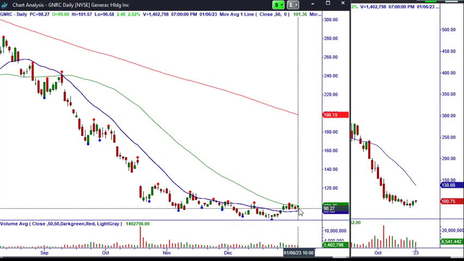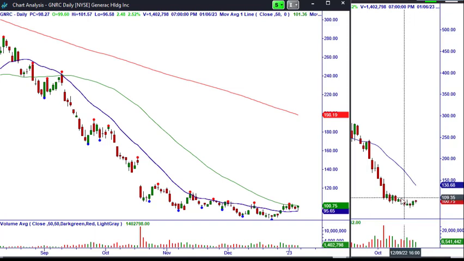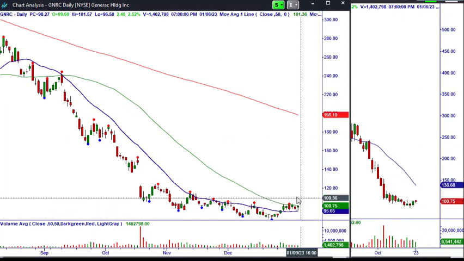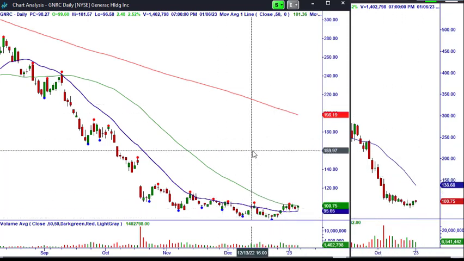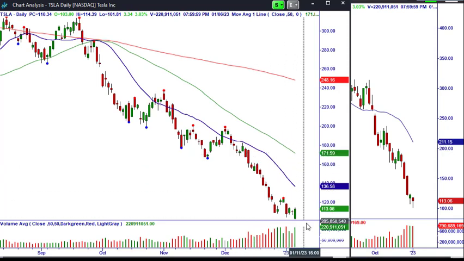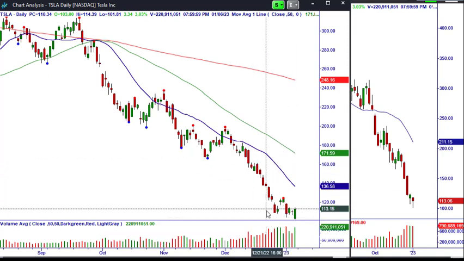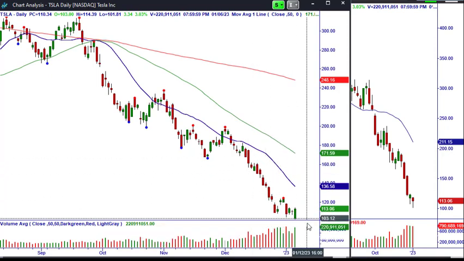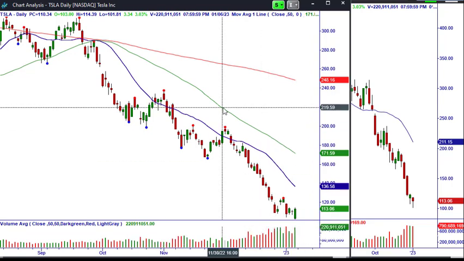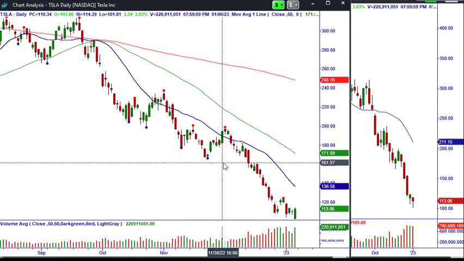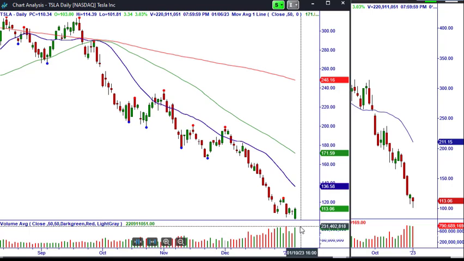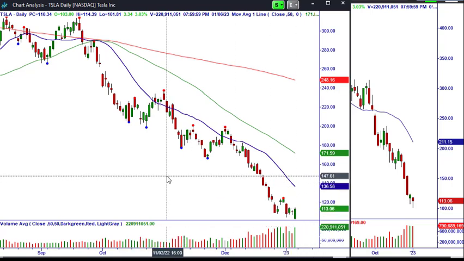GNRC, monster bottoming pattern, daily, weekly. So over last week's high, we're going to sell a put spread under last week's low. Tesla, nice gap reversal. It's what we call a W bottom with a new low plus. Look at all this volume. This thing's down from 300 to 113, just getting killed. Over Friday's high, we're going to sell a put spread.